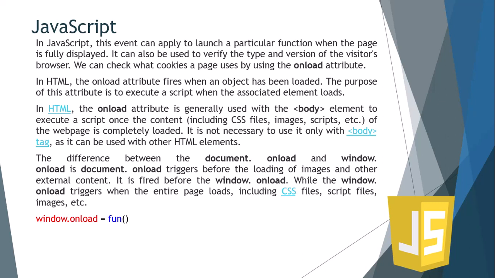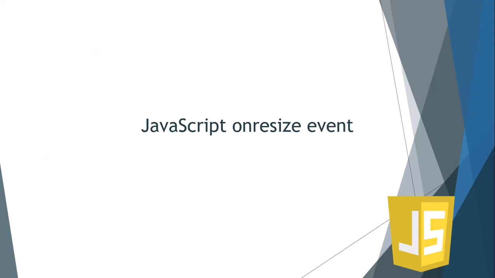Now, the difference between document.onload and window.onload is that document.onload triggers before the loading of images and other external content. It is fired before the window.onload, while window.onload triggers when the entire page loads, including CSS files, JavaScript files, image files, etc.